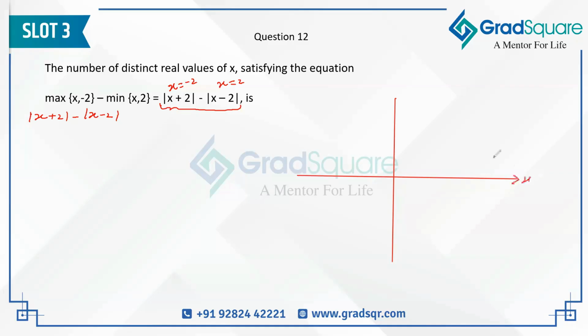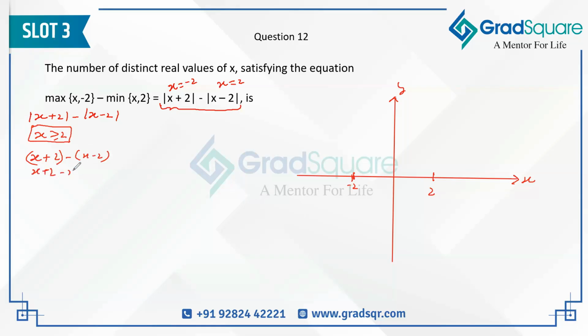So this is your x-axis, y-axis, and you are looking at 2 and minus 2 as the values where it is changing, right? These are the values. Now, if the value of x is greater than or equal to 2, then what happens? The first modulus, the value inside is positive, and since x is greater than 2, the value inside the second modulus is also positive. So you can simply drop the modulus and write this as x plus 2 minus of x minus 2, which then turns out to be what?